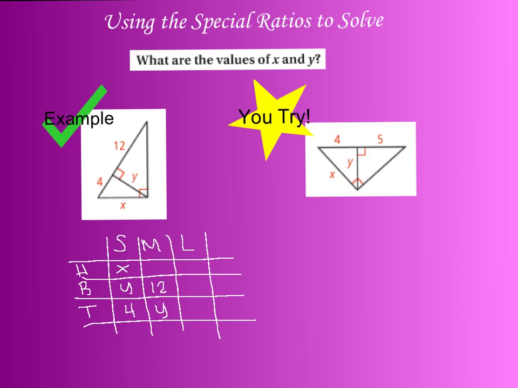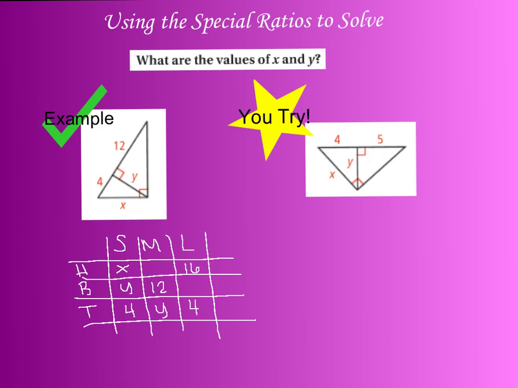And then I move on to my large triangle, which is this one here. My hypotenuse is this whole length. So not only is it 4 and 12, but it's actually the whole 16. So for my large triangle, my hypotenuse is 16. My big side, I don't know, but I do know that my tiny side is 4.